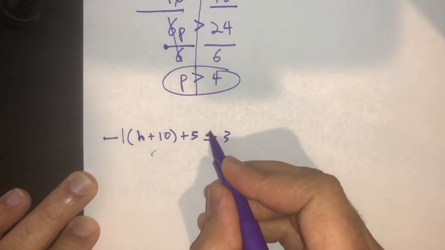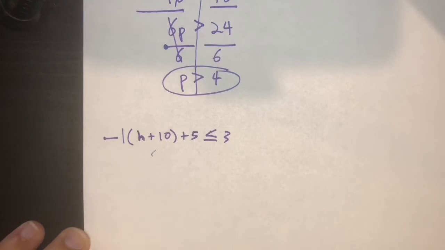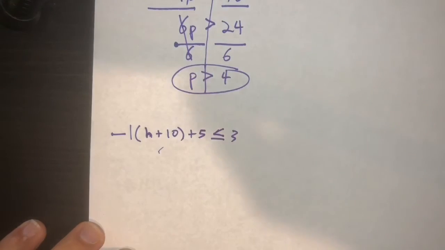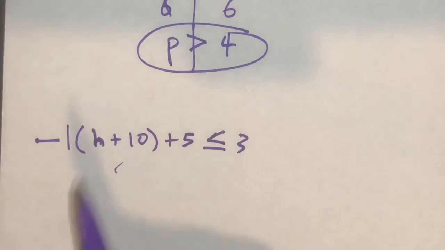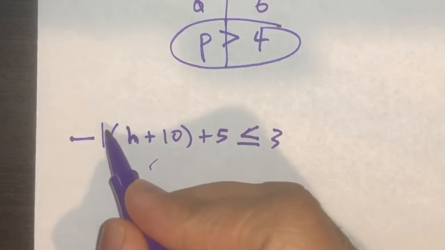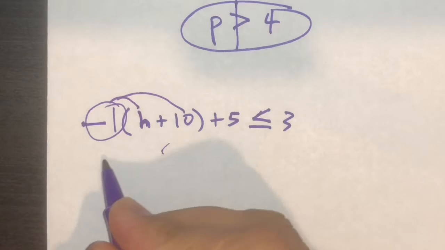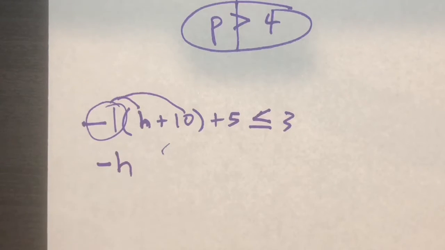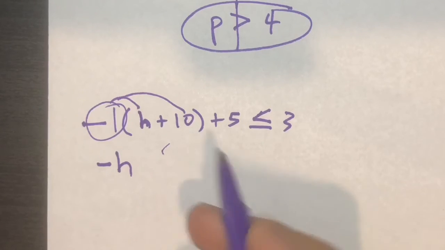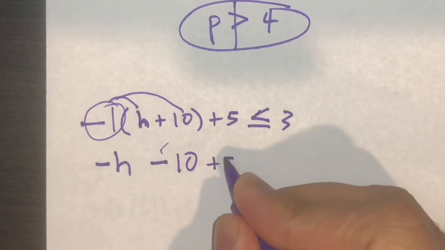So another type of problem you might see is this one: negative 1, quantity of h plus 10, plus 5 is less than or equal to 3. Okay, so again, we want to use our distribution first. That's negative 1 times h, that's going to be a negative h. Negative 1 times 10, a negative 10. Sorry for the mark right there. And then everything else we just bring down.